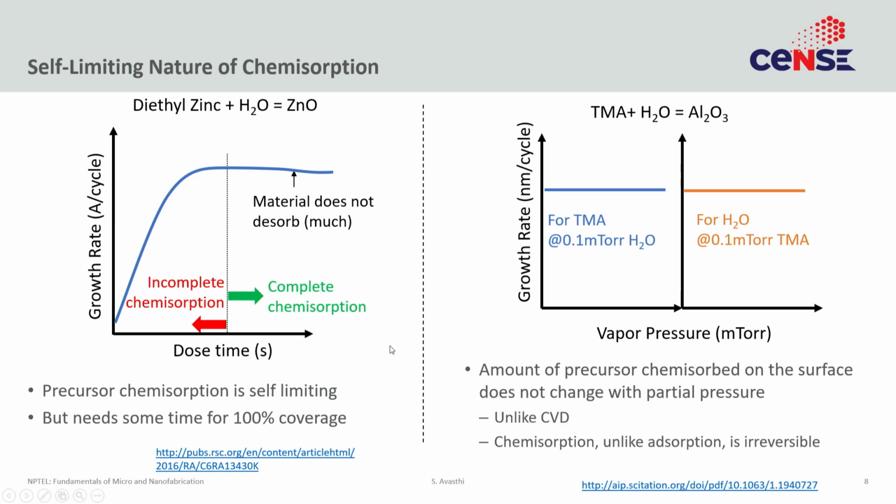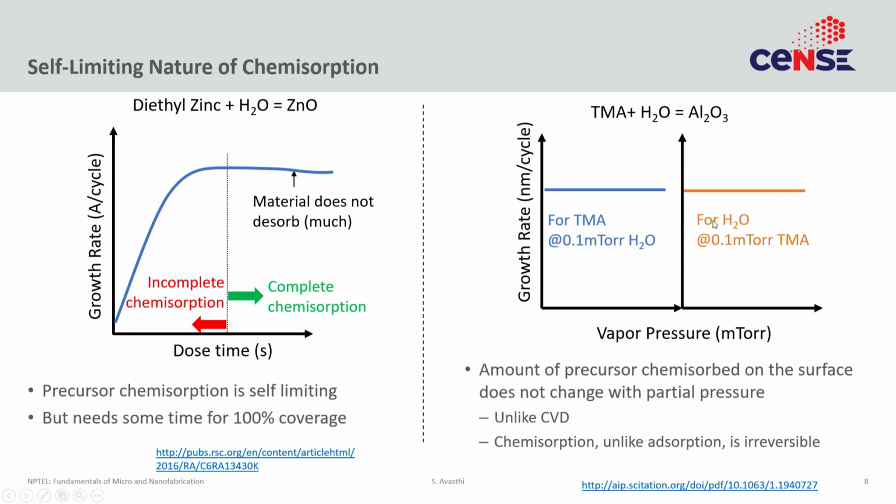So there is no equilibrium, there is no incoming and outgoing. The outgoing is 0, so it's only incoming, and because there is only incoming, the growth rate tends to be fairly independent of the vapor pressure. So here is the example again of TMA and water, which you use to form aluminum oxide. If you were to keep the vapor pressure of water constant at 0.1 millitorr, but change the vapor pressure of TMA, no matter what vapor pressure of TMA you maintain, the growth rate will be exactly the same.